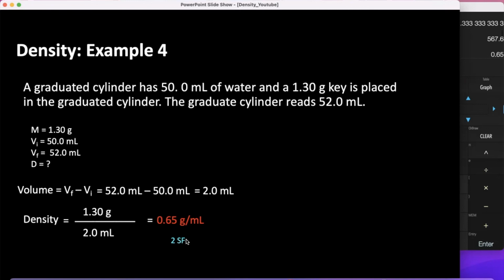Again, I'm just showing the 2 SF to let you know what the sig figs are. We're not necessarily looking for you when you're solving these problems, usually to write that down. We're looking for you to usually show your work, especially if you're doing some type of quiz or exam in class, and then your final answer with the appropriate amount of sig figs.